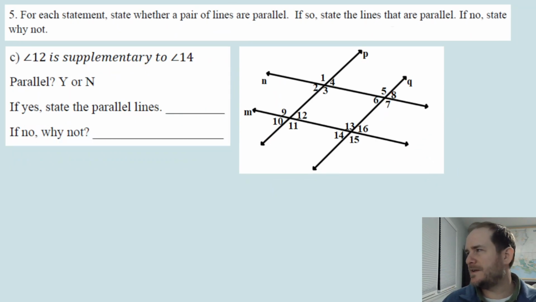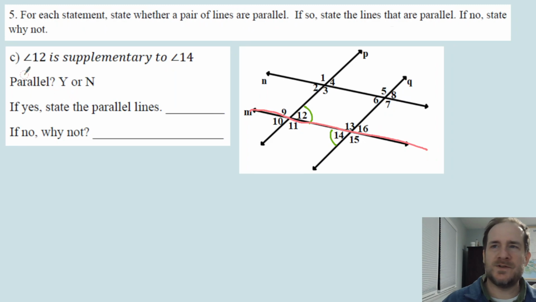They want us looking at 12 and 14 this time. So 12 is there, 14 is there. It looks like you've got M as a transversal. And it looks like we're working on P and Q. We would normally want our alternate interior angles to be congruent. It says here they're supplementary. So do we have the information to prove that these lines are parallel? No, we don't. Which means don't fill in that box.